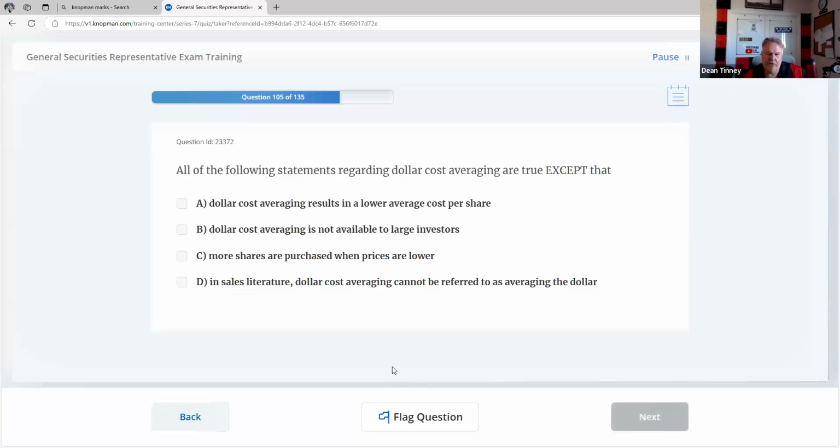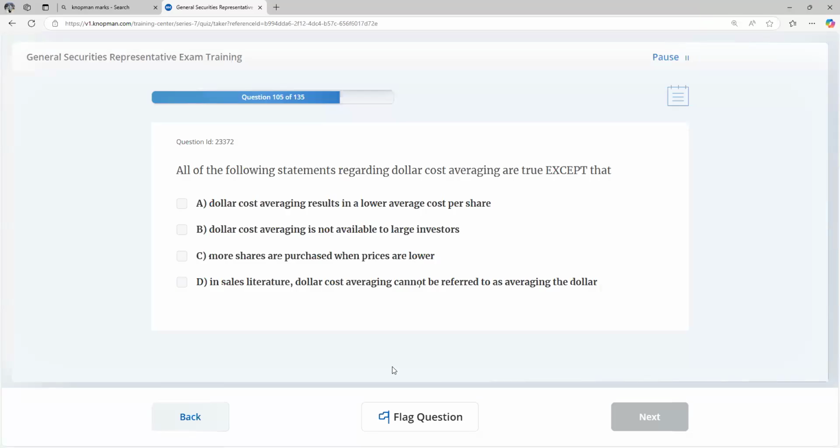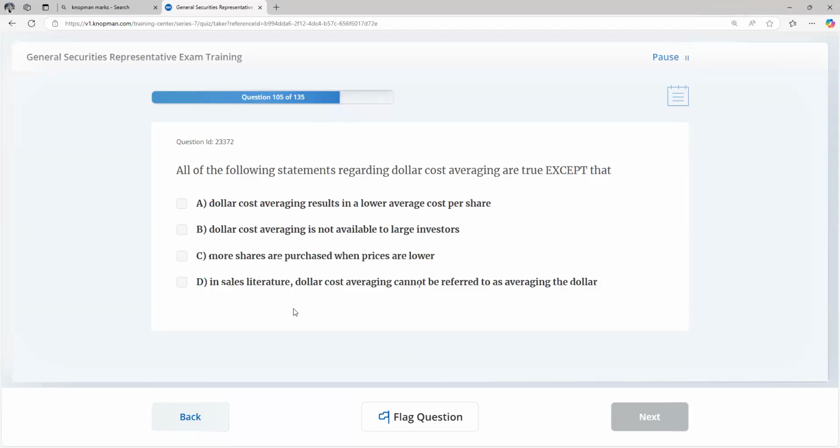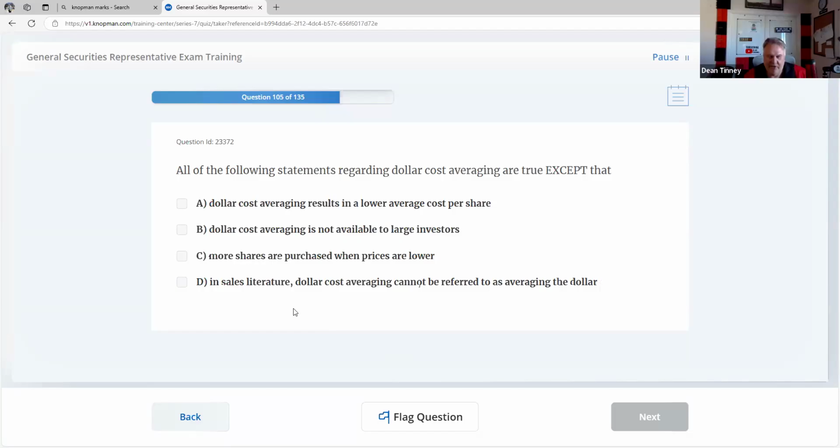All the following statements regarding dollar cost averaging are true, except, and I like this, very testable. More shares are purchased when prices are lower. In sales literature, dollar cost averaging cannot be referred to as averaging the dollar. I have no idea about D. I have no idea what this is either. I've never heard of such a thing. Is it that dollar cost averaging results in a lower average cost per share? That's true. That's why you do it.